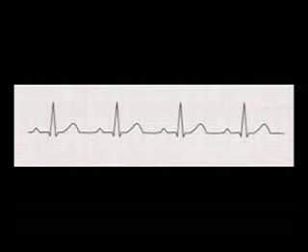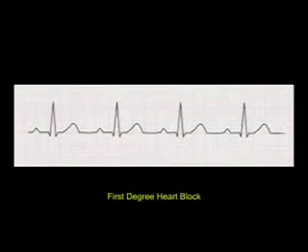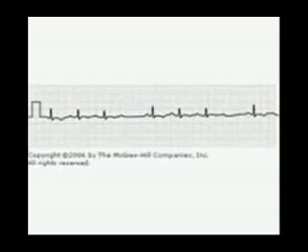Now in this EKG you will see increased PR intervals. You can observe how PR interval is more than 0.2 seconds. Normal PR interval is between 0.12 to 0.2. So this is increased PR interval, that is characteristic of first degree AV block.